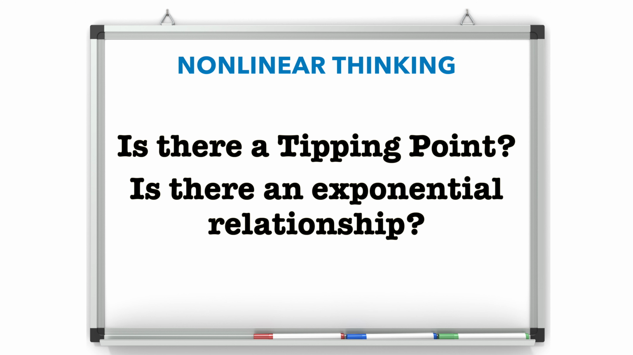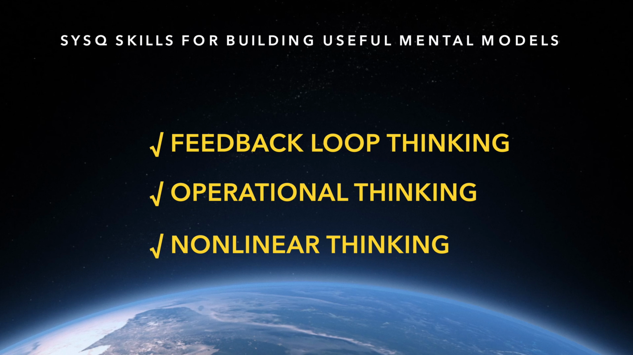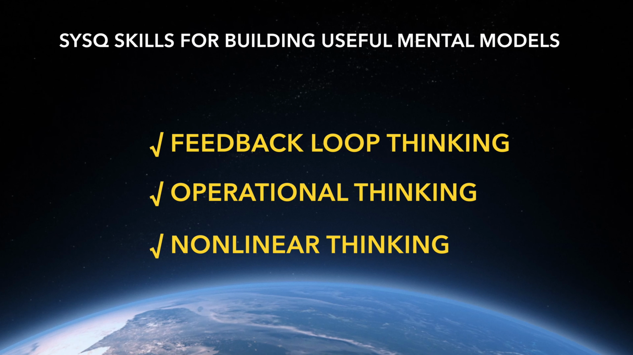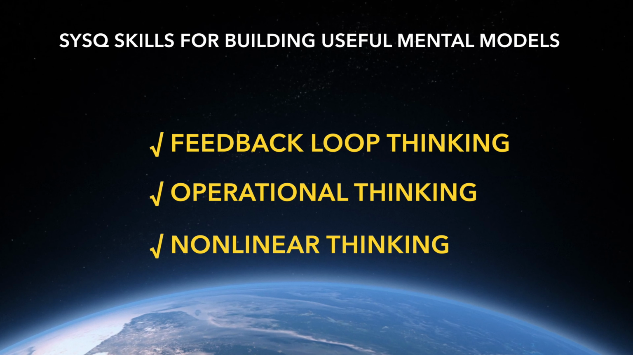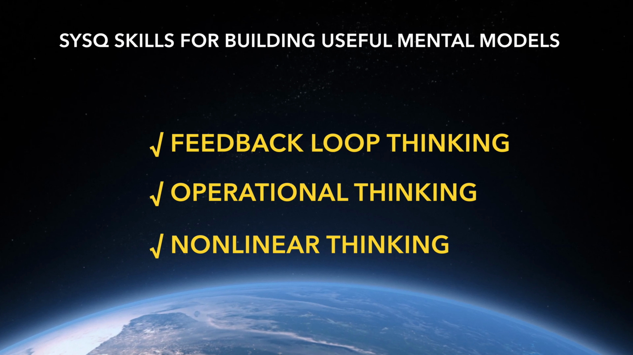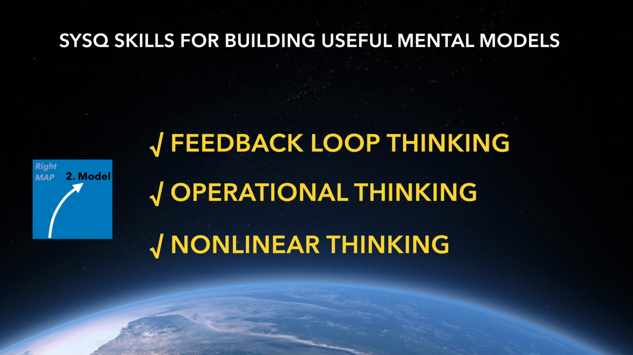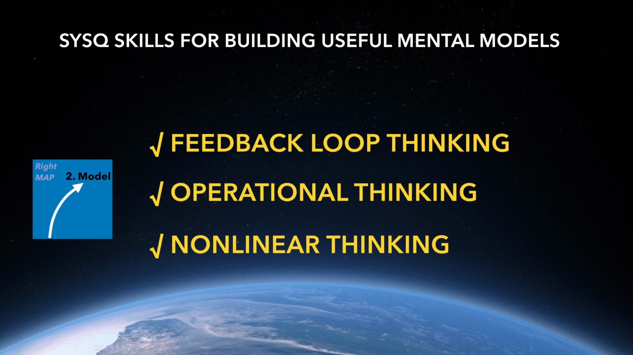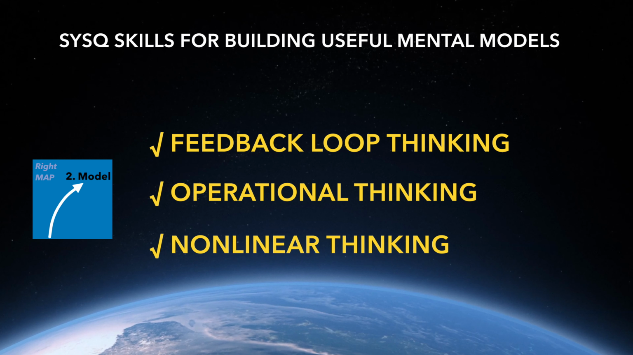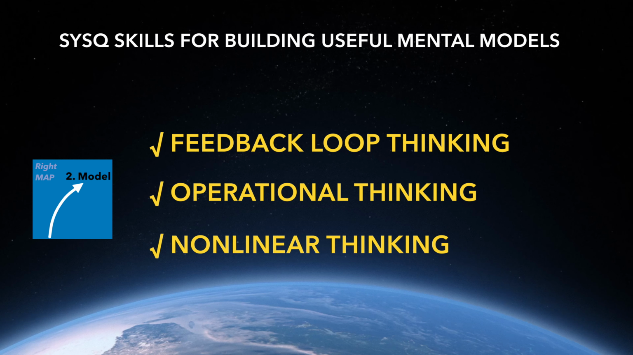In conclusion, we have many deficiencies of thinking that lead to nearly useless understanding of issues, and if we don't have accurate understanding, there's no way to fix them. SYSQ provides 3 important types of thinking: feedback loop thinking, operational thinking, nonlinear thinking. These skills are especially helpful for step 2 of the SYSQ process, and if applied, they will dramatically improve your ability to create useful mental models, what I call the right map of an issue. With that right map, we are then capable of navigating the path to the future we want. We'll discuss how to chart that path in the next video.